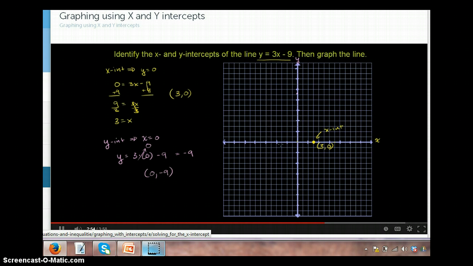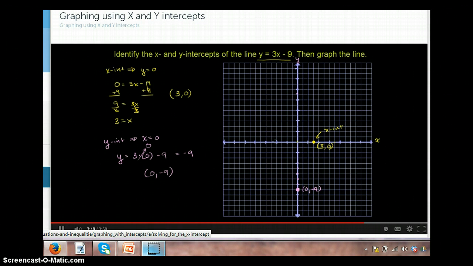So when x is 0, we go down 9 for y. 1, 2, 3, 4, 5, 6, 7, 8, 9. So right there is the point (0, negative 9). Notice it sits on the y-axis, that's why it's the y-intercept, and the x value is 0. We haven't moved to the left or the right. All you need is 2 points for a line, so we're now ready to graph.